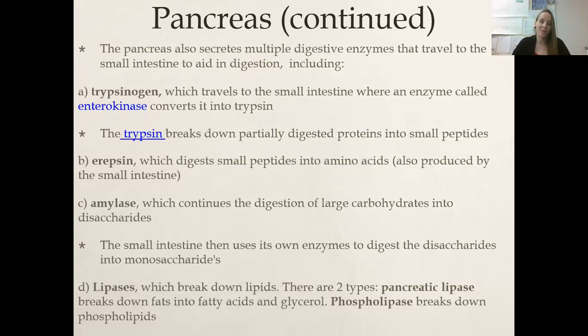You also have some amylase, which is the enzyme that's found in your saliva as well. And this is going to break large carbs down into disaccharides, which can then be broken down into monosaccharides after. And then the pancreas also secretes lipases, which break down lipids. There's two different types. There's the pancreatic lipase, which breaks down fats into fatty acids and glycerol. And then the phospholipase, which breaks down your phospholipids. Okay, so lots of different enzymes come from the pancreas.